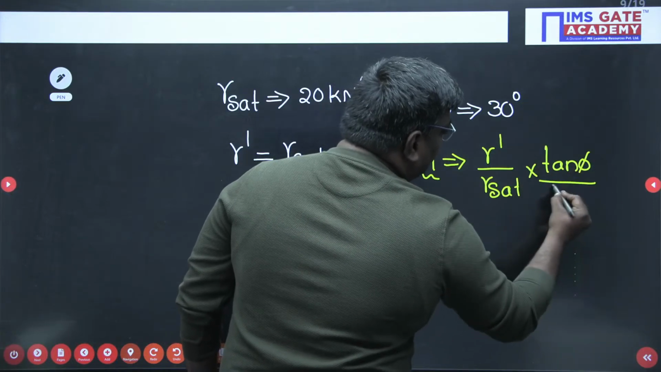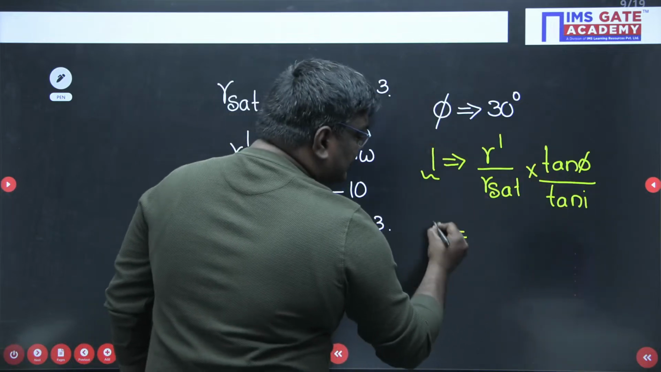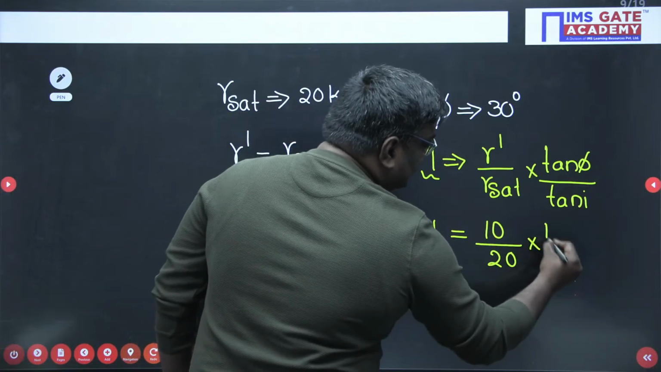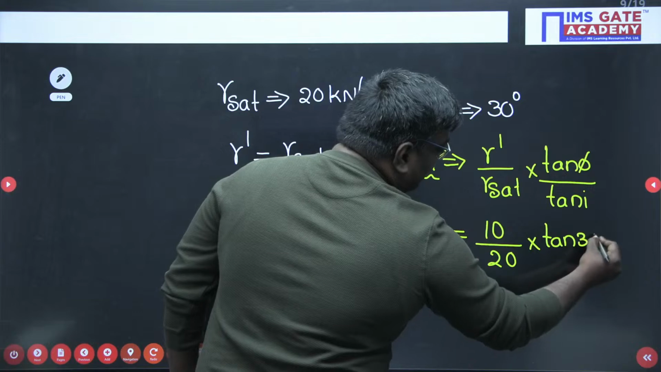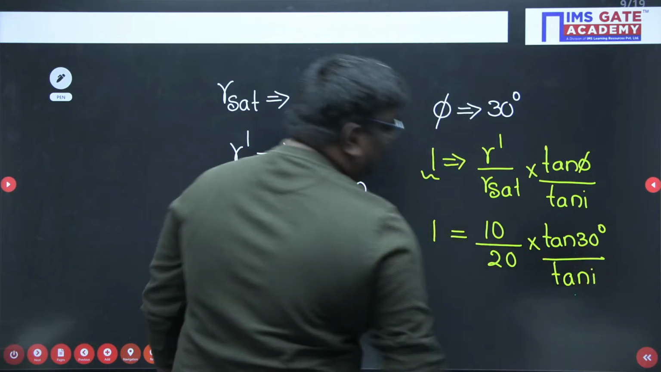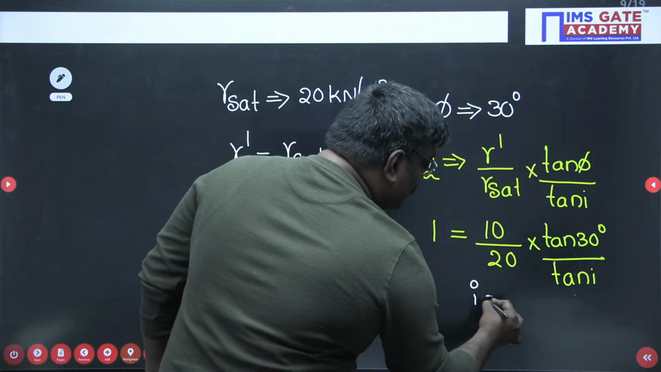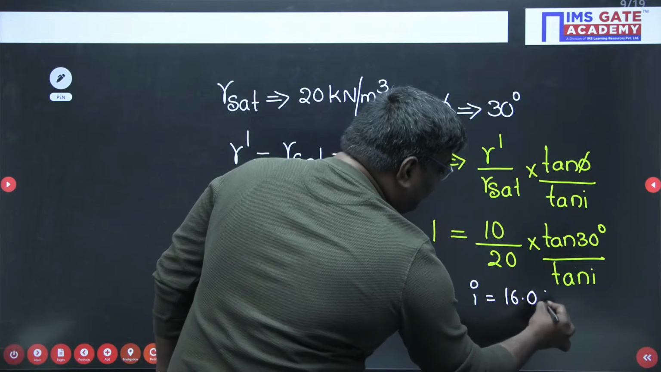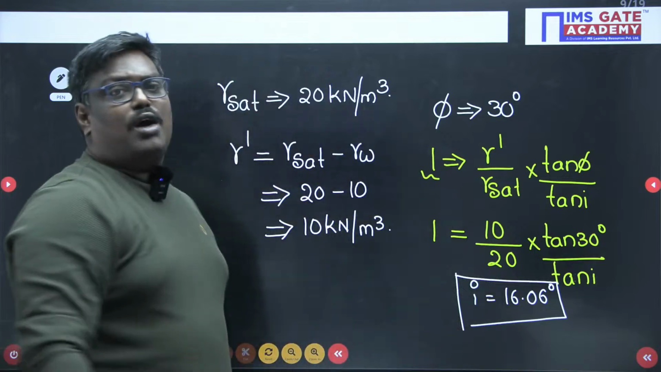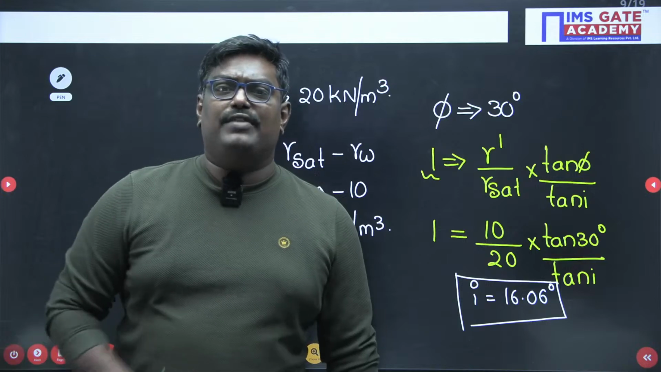So my dear students, if I talk about this, what is the value of gamma dash, sir? It is equal to 10 upon 20 into tan 30 degrees upon tan i. Now my dear students, what is tan i, sir? It is nothing but the angle of infinite slope. So what is the value of i here? If you solve this, you will get the value of i as 16.06 degrees. I hope you are clear with this solution.